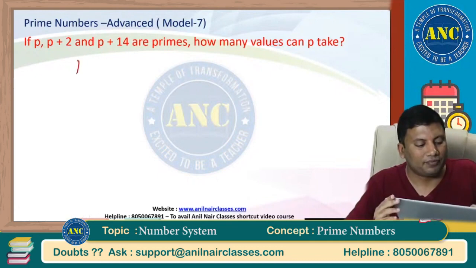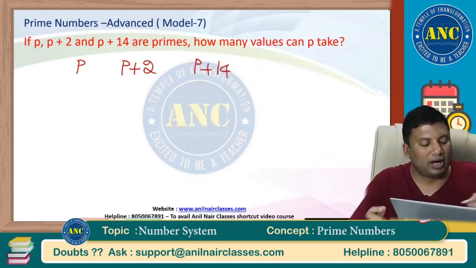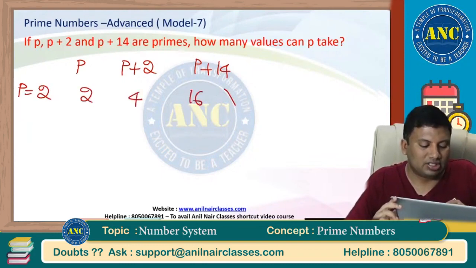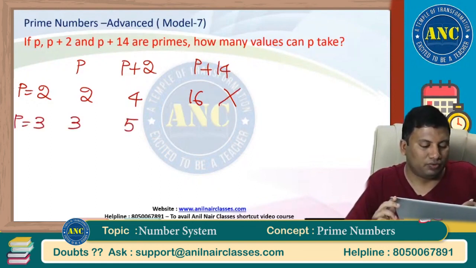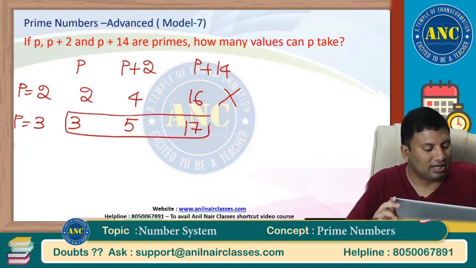Next one. p, p plus 2, again an exam model question. p plus 14 are prime numbers. So if p equivalent to 2, then 2 plus 2 is 4, 2 plus 14 is 16, it is not possible. If p equivalent to 3, then 3 plus 2 is 5, 3 plus 14 is 17: 3, 5, 17. This is a prime number triplet.